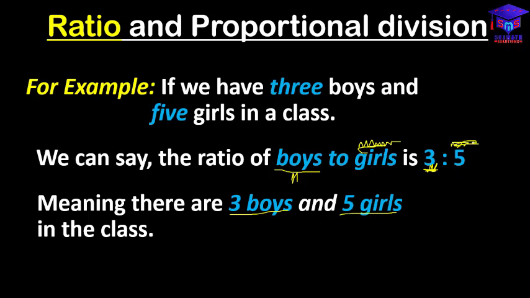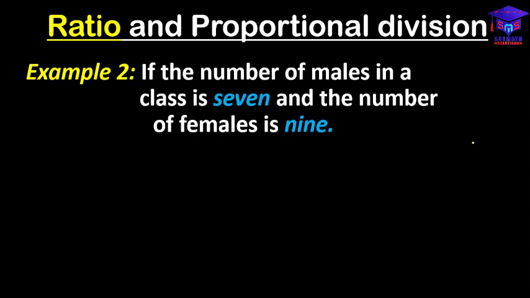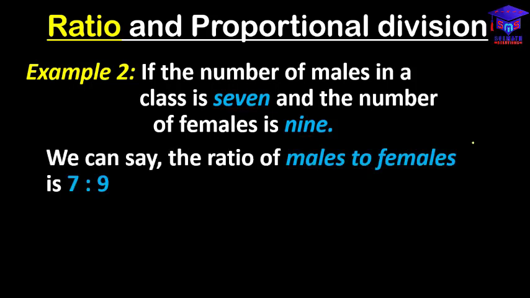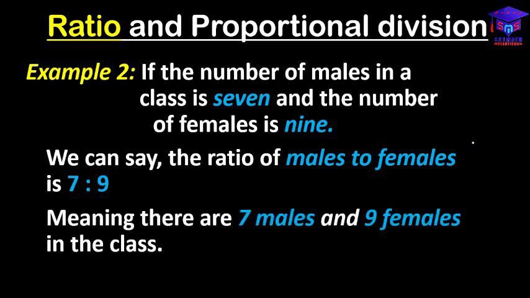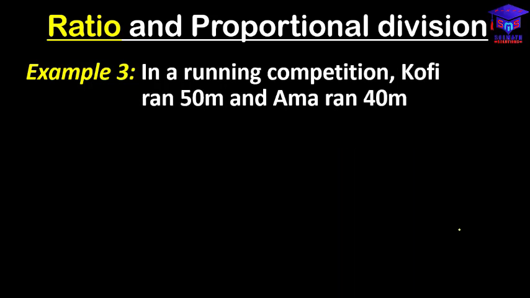Alright, let's take another example. Assuming we are given that the number of males in a class is 7 and the number of females is 9, we can see that the ratio of males to females is 7:9. And what this means is that we have 7 males and then we have 9 females in a class.